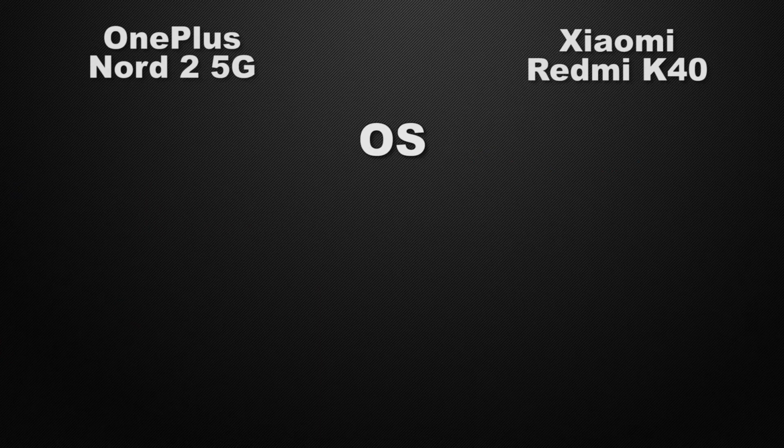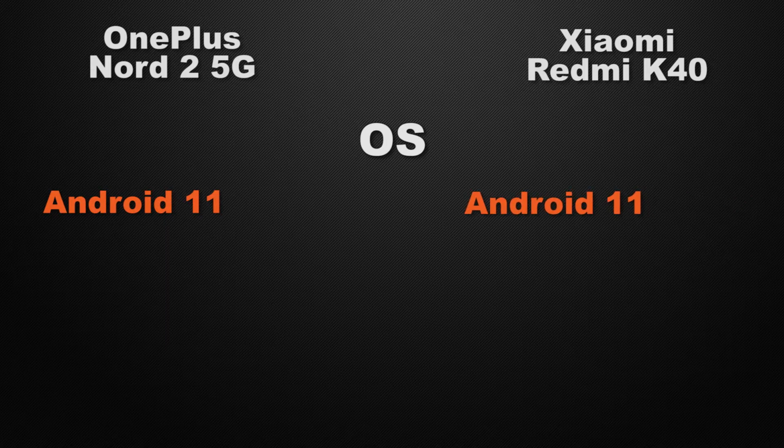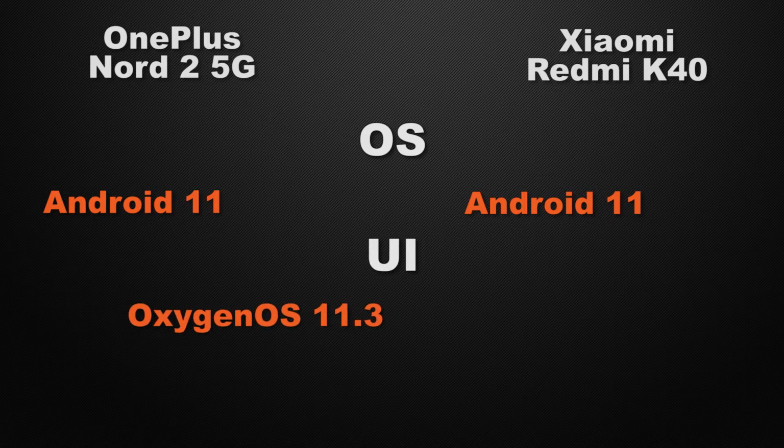Moving to the performance of the devices, let's start with the operating system of the devices. Nord 2 has Android 11 support, on the other side K40 has Android 11 support, so it's a tie. And about the user interface of the devices, Nord 2 has Oxygen OS, whereas K40 has MIUI. So it's a tie because both of the devices have different user interfaces. So it's up to you which UI you like.